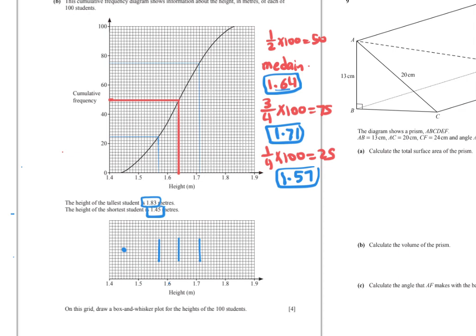Now close the box. So this is the lower, median, upper. Now the greatest value 1.83. We have point for the greatest value. Now join the greatest value with the upper quartile and the least value with the lower quartile. So this is the least value, lower quartile, upper quartile, and the median, and this is the greatest value.